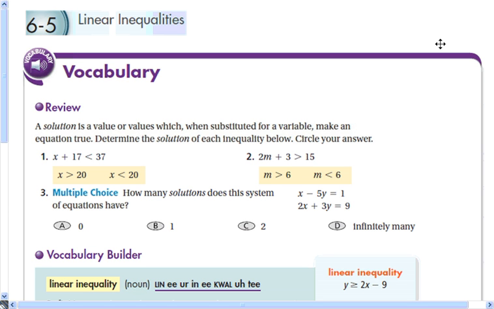A solution is the value or values which, when substituted for a variable, make an equation true. Determine the solution of each inequality below. Go ahead and pause here and you can check back with your answers.